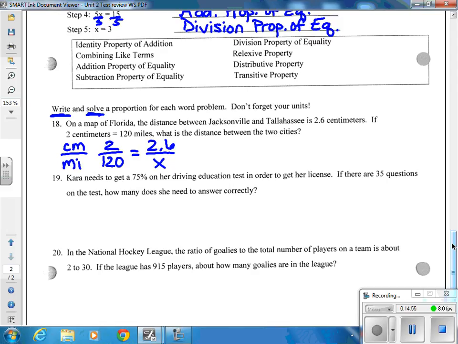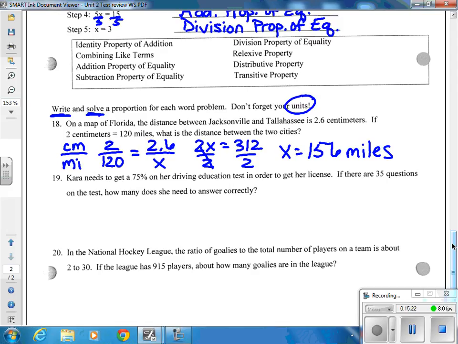Now you're going to cross multiply, and you end up with 2x equals 312. Divide by 2, and you should have gotten for your answer x equals 156. Don't stop there though. Remember, you have to go back and provide units. I need to know what that 156 is referring to, and in our case, it's referring to the number of miles. For number 19, I see a percent sign in my problem, so immediately the first proportion that comes to mind is the percent proportion, right?